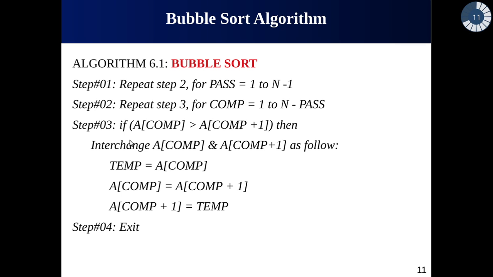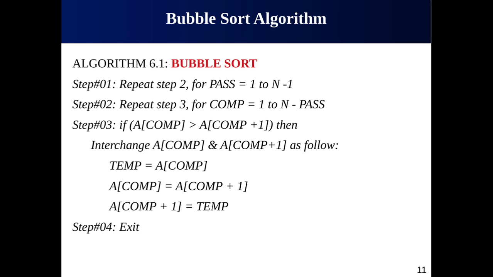Okay, now moving toward the algorithm. Here is the algorithm for the bubble sort. At step number 1, we are actually using a for loop. Pass actually denotes the steps that we considered in the examples, or you can say it is the number of phases or passes over the data. So how many passes are actually required?